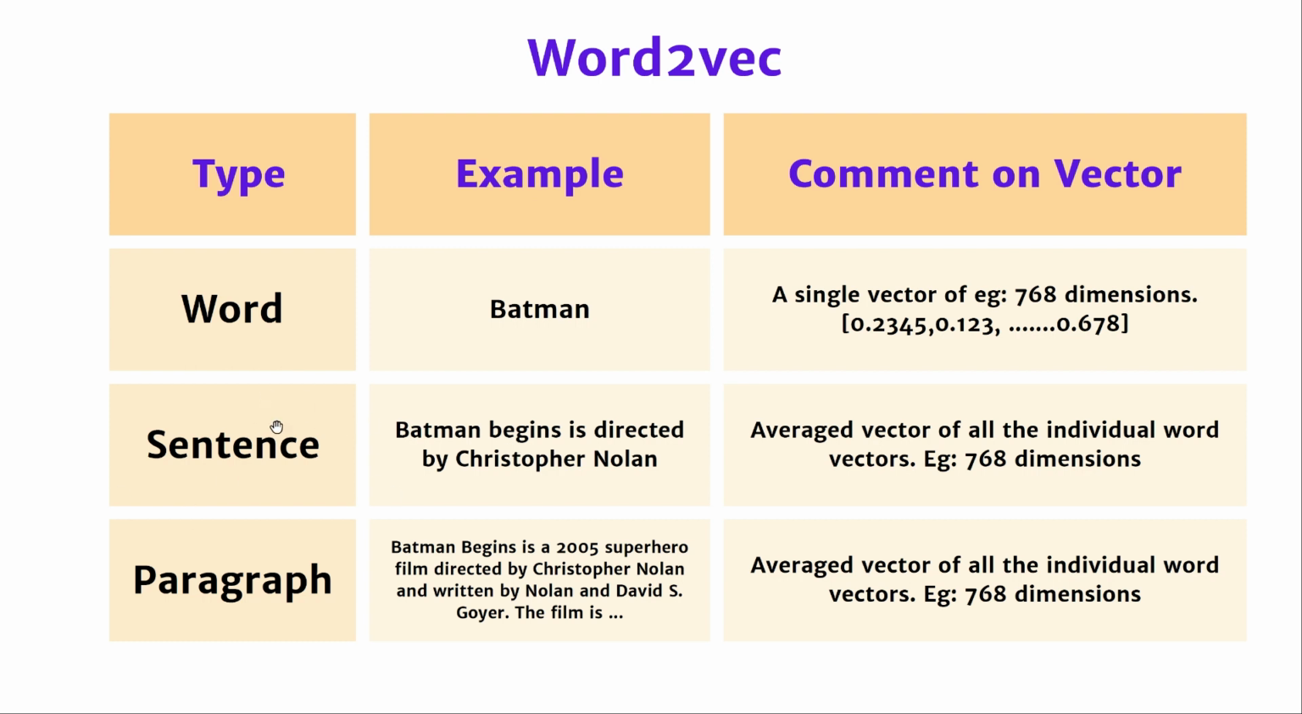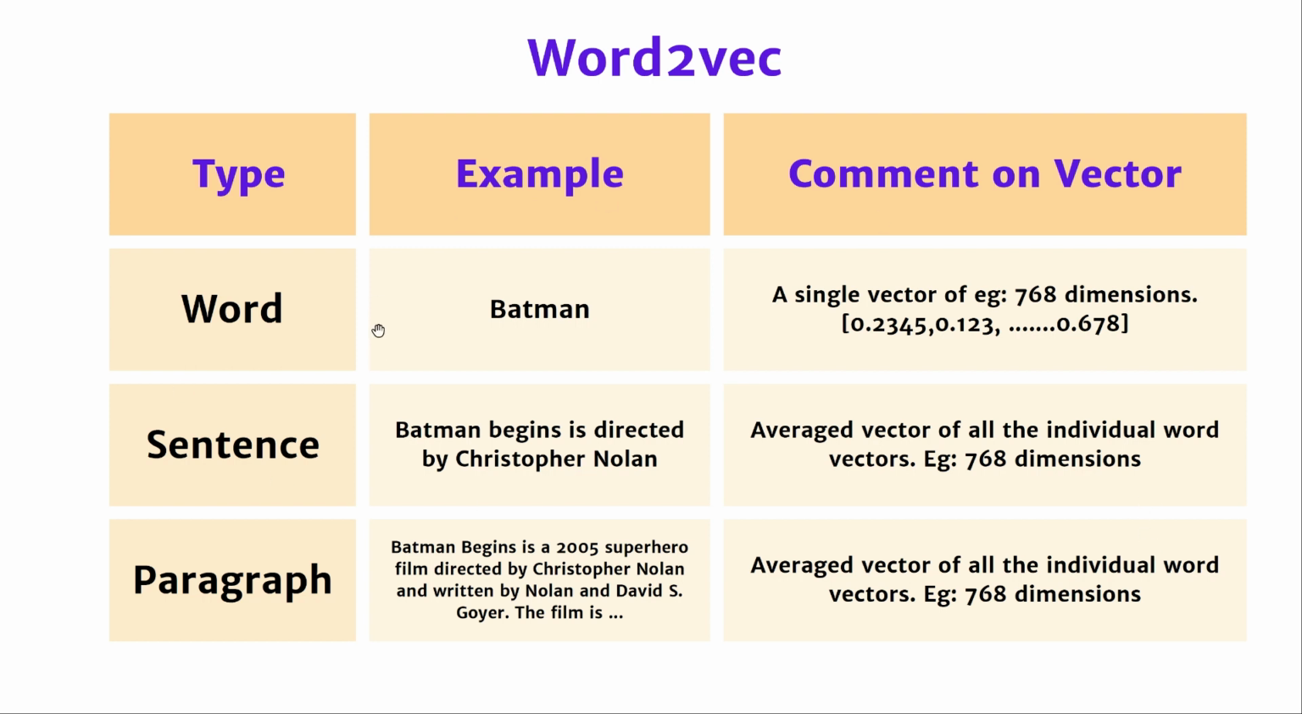And how do you get the sentence vector? Essentially, you just average the vectors of the individual words in this sentence and you get the final averaged vector that is of 768 dimensions. And the same goes with a paragraph. For a paragraph, you take all the words, for example maybe 100 words, and for each word you get the word vector, and you average across all those 100 word vectors and you get the final paragraph vector or document vector.